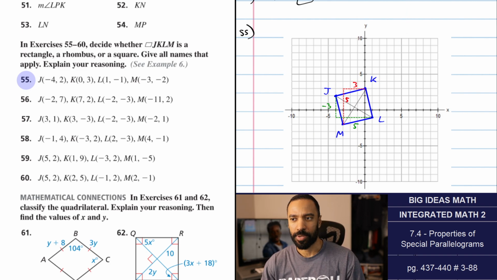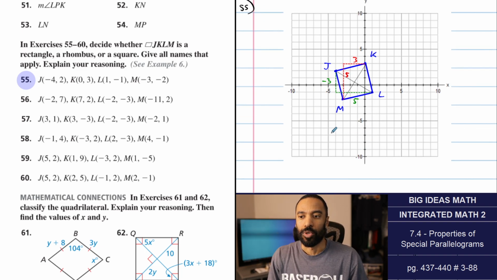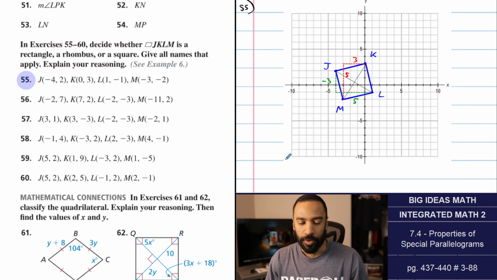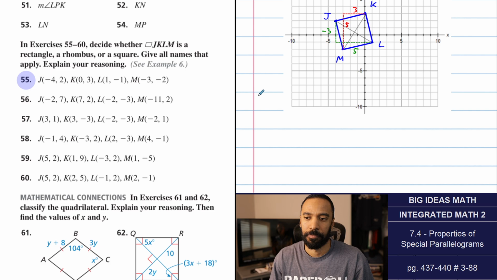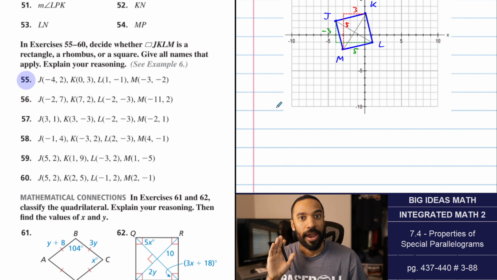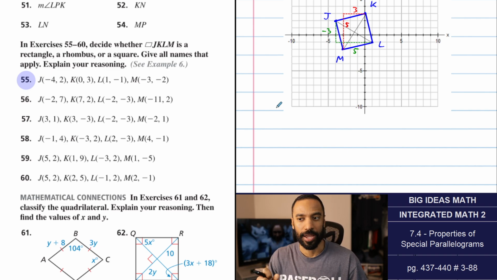Okay, this tells me everything. I'm going to tell you what this answer is. It is a square, which means it's also all the other things. Why do I know that? They do say explain your reasoning. Why did I test diagonals? In a parallelogram, and we know it's a parallelogram, that's the big part. In a parallelogram, if the diagonals are congruent, it's a rectangle.